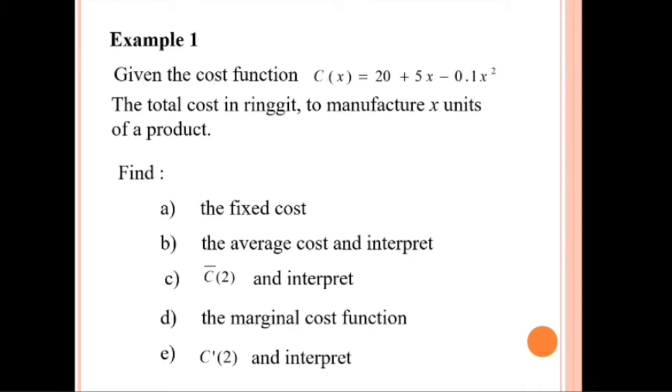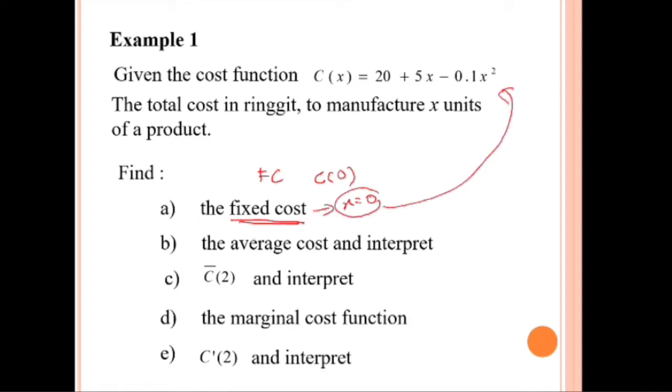Given the cost function as follows, the total cost in ringgit to manufacture x units of a product. Now, let us go through one by one. Find the fixed cost. Whenever you see the words fixed cost, this refers to C0, which means that when we produce no unit, we still have to pay the cost. So to find the fixed cost, just replace x with 0 in the function C.